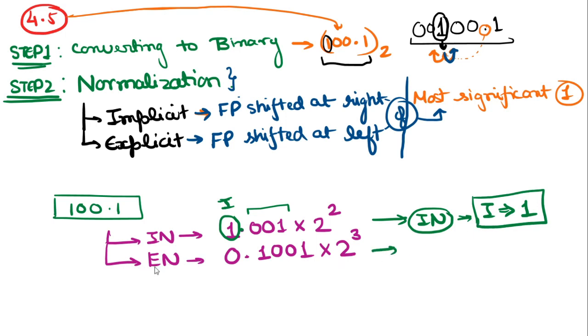Whereas in explicit normalization, the integer part will always be 0, because we have shifted this point towards the left of the most significant bit, the most significant one. And if there is no one here, that means only padding of zeros are here, right? And in that case there will always be 0 towards the left of the most significant one. Therefore the integer part will be 0 here.